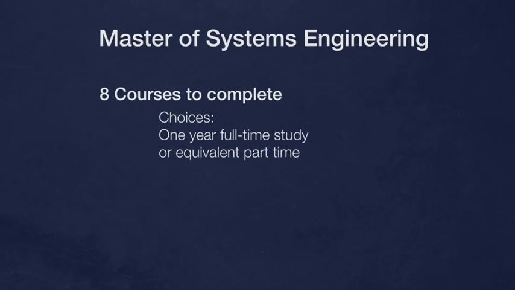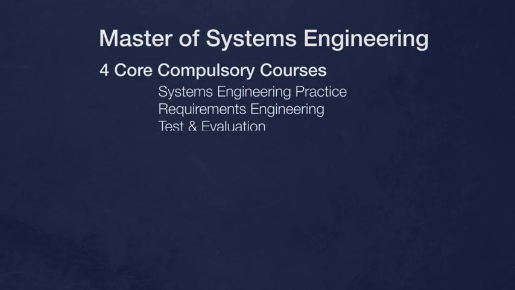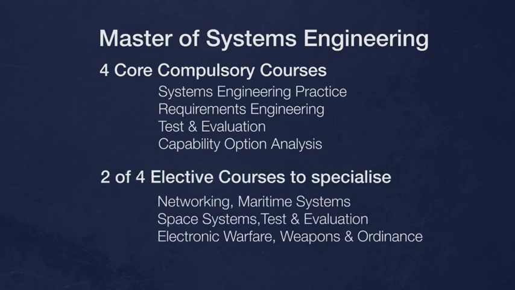Now, the Master of System Engineering program comprises 8 courses, which can be completed over 1 year full-time study or an equivalent part-time period. There are 4 core compulsory courses: System Engineering Practice, Requirements Engineering, Test and Evaluation, and Capability Option Analysis. And then 4 elective courses. By choosing 2 of those 4 courses from a nominated set, students can specialise in networking, maritime systems, space systems, test and evaluation, electronic warfare, or weapons and ordnance.